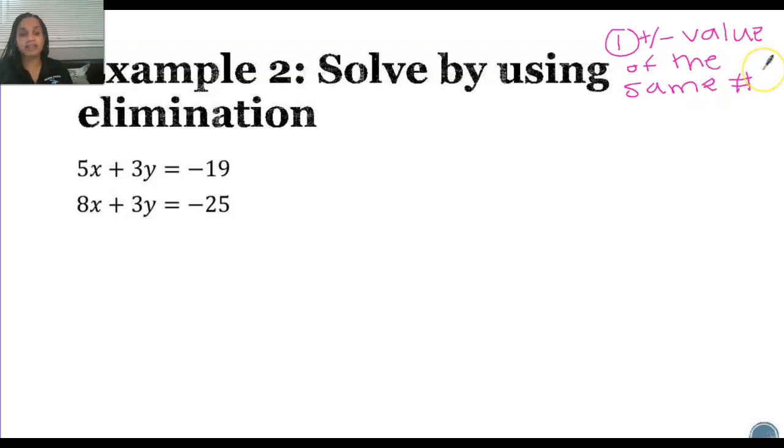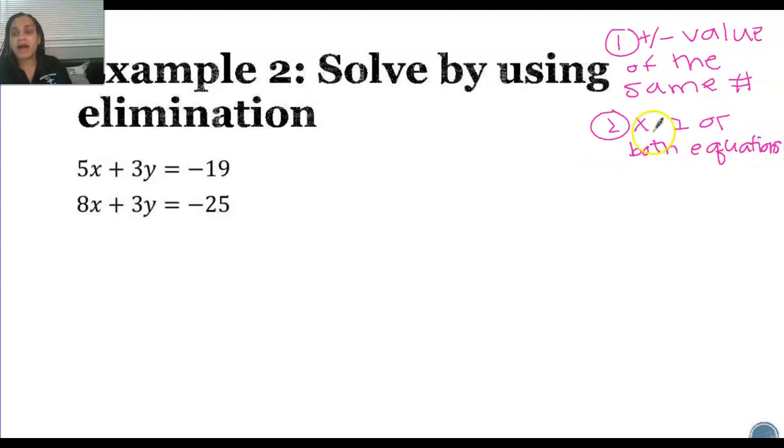If you have this, then that's going to make your equation a bit easier to solve. If you don't, then what you're going to have to do is multiply one or both of the equations by some number to force this to happen, to force a positive and negative value of the same number.